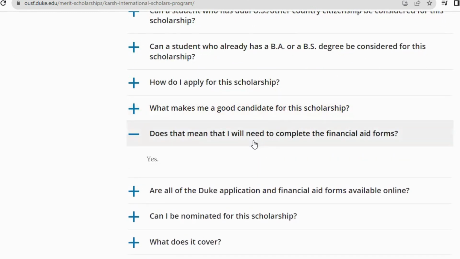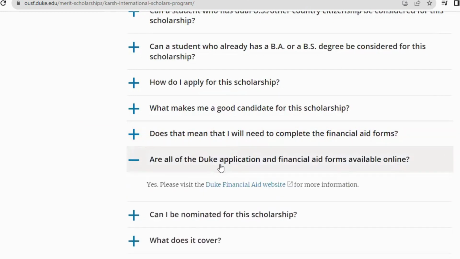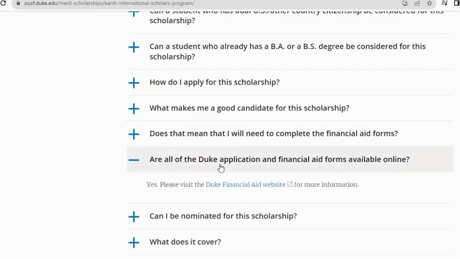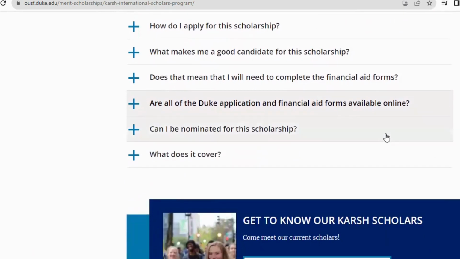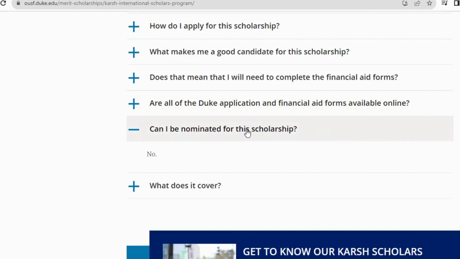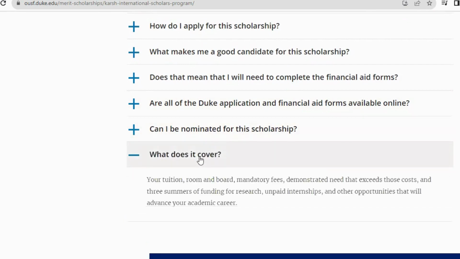Does that mean that I will need to complete the financial aid forms? Yes, there are forms that you need to complete to show you require financial aid. Are all of the Duke application and financial aid forms available online? Yes, please visit the site to find out how to get those forms for financial aid or for the scholarship. Can I be nominated for this scholarship? No.